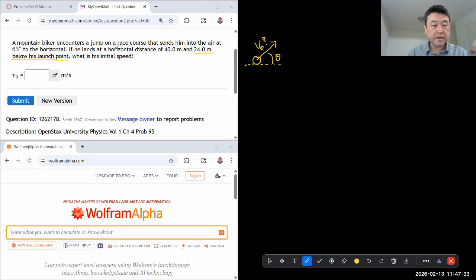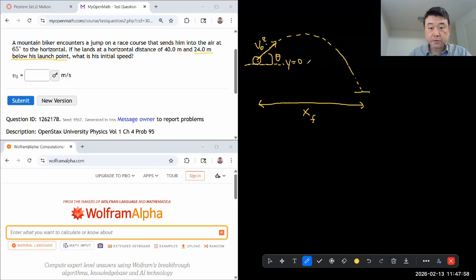And if we land at a horizontal distance, okay, so with this projectile motion, I'm going to be given the horizontal distance. I could label it R, but let me label it x final. That's going to be my final position. And if I say where he started is y equals 0, then this final position is some amount, let me call it y final, below the point.